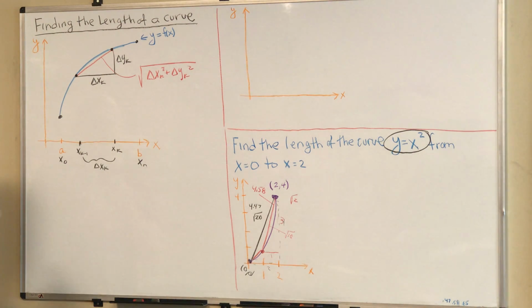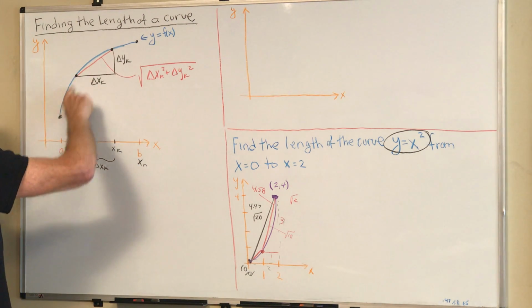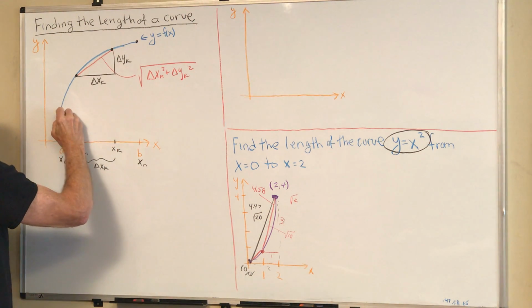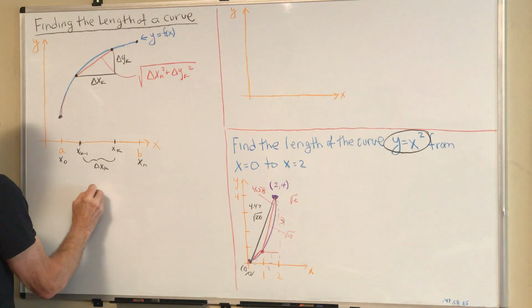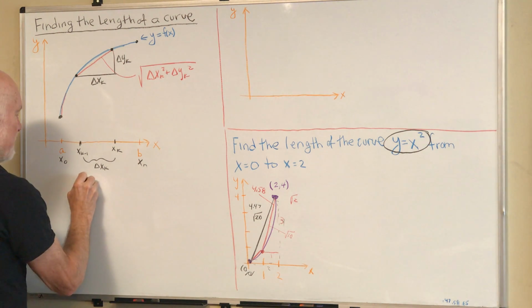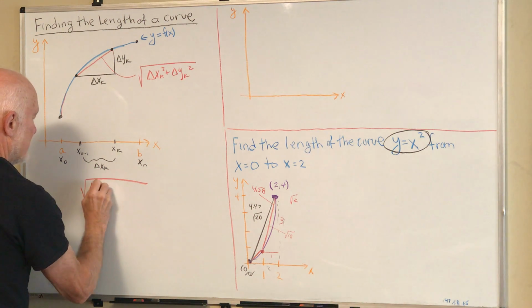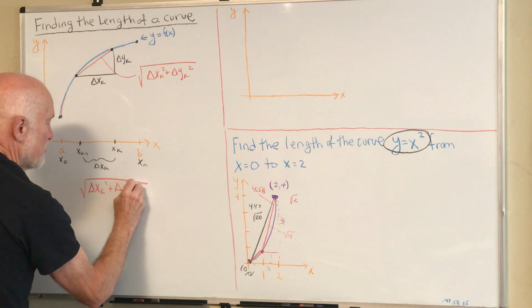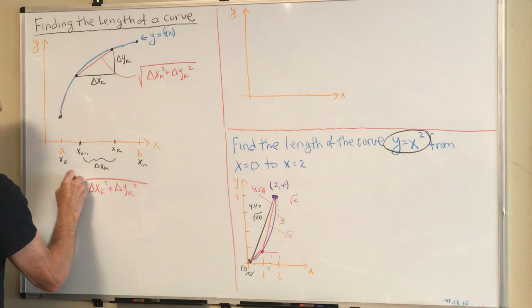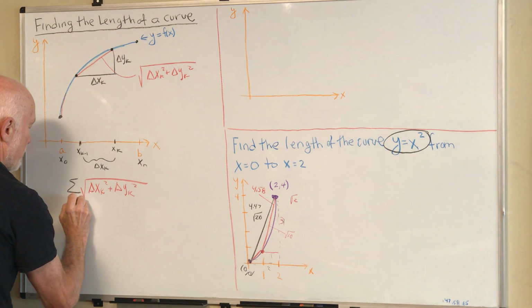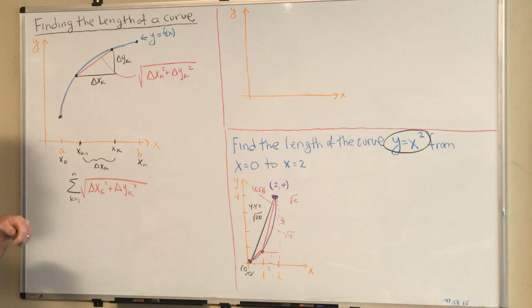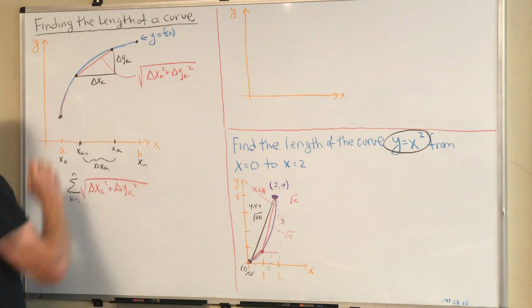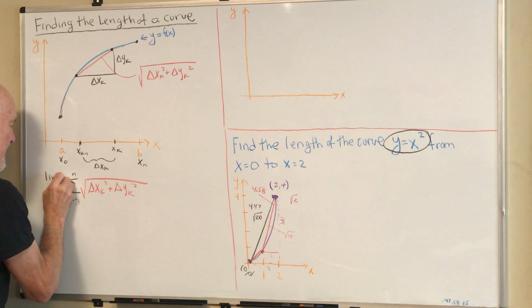And then to estimate the total length, we add up all n of these straight lines. So we would take the square root of delta x sub k squared plus delta y sub k squared, and then sum them up from k equals 1 to n. But we're still going to have some error. So what are we going to do? We're going to take the limit as n approaches infinity.